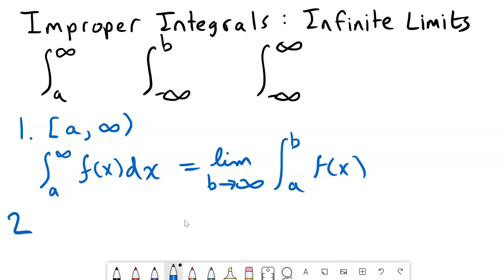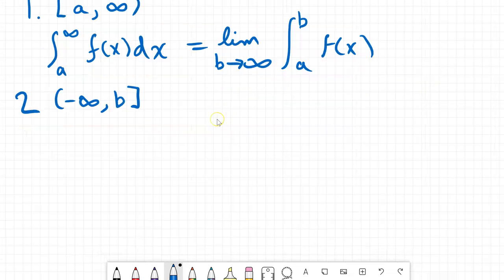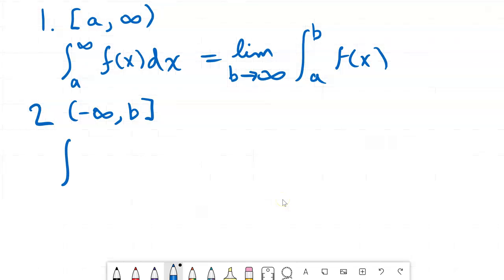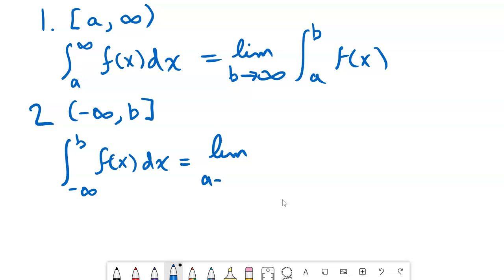Similarly, if we go from negative infinity to b, if that's defined continuously on there, I'm going to scroll down. We take the integral from negative infinity to b of f of x dx, and the way we solve it is very similar. We substitute a for negative infinity and we take the limit as a approaches negative infinity.